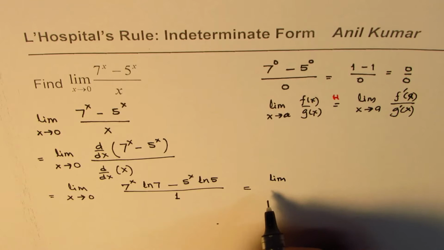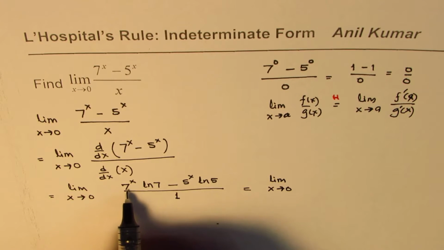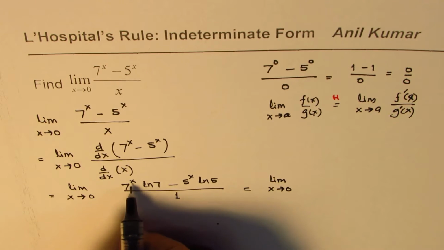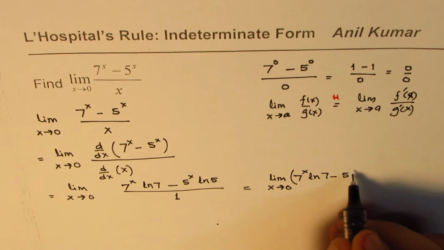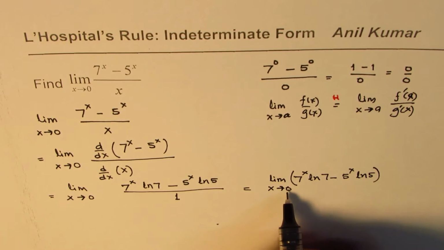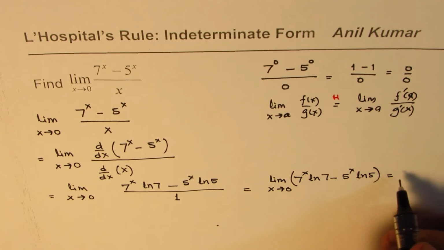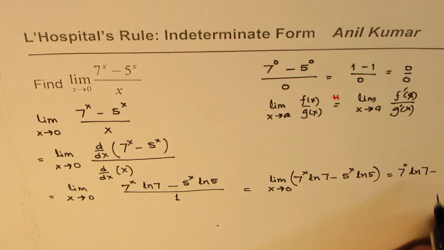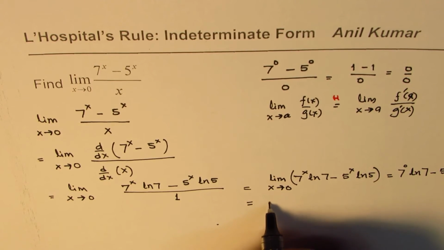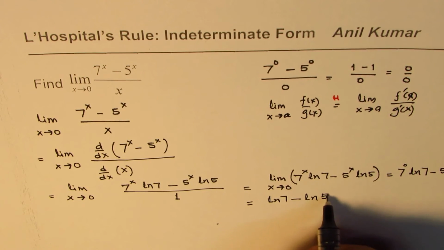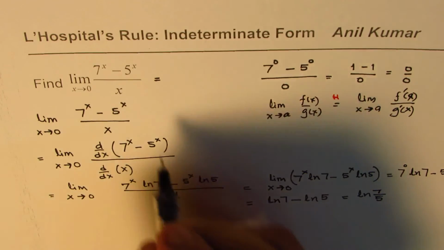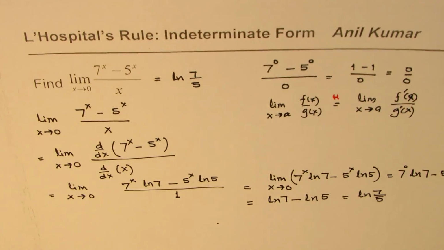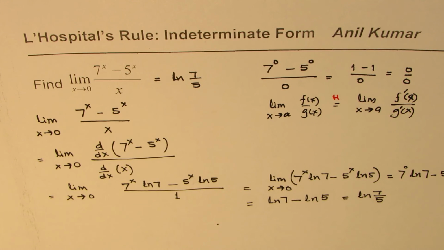So we have the limit as x approaches 0. I'll just rewrite without this 1, and then we'll substitute 0 here, right? So we have 7 to the power of x ln 7 minus 5 to the power of x ln 5, right? If I substitute 0 now here, what do I get? I get 7 to the power of 0 ln 7 minus 5 to the power of 0 ln 5. Now that is equal to, 7 to the power of 0 is 1, so we get ln 7 minus ln 5, which could be written as ln (7/5), right? So the limit of this function is ln (7/5), and that is how you can find the limit using L'Hopital's rule.